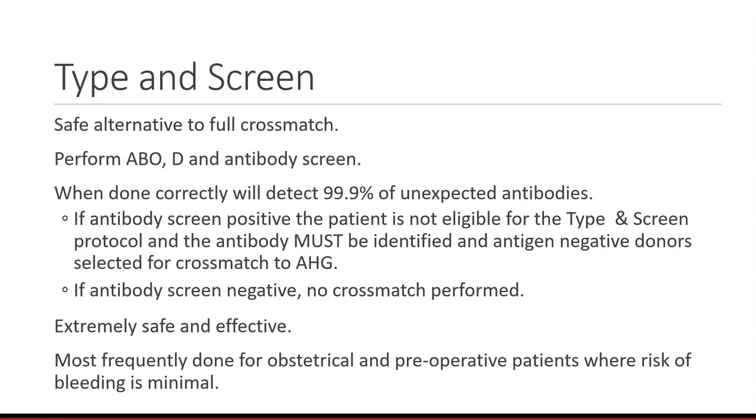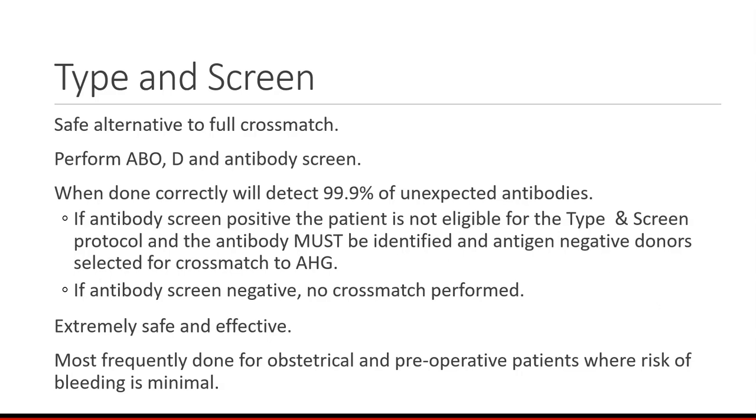The type and screen is a safe alternative to a full cross-match. In this particular procedure, you perform the ABO, D, and an antibody screen. When done correctly, this will detect 99.9% of unexpected antibodies.